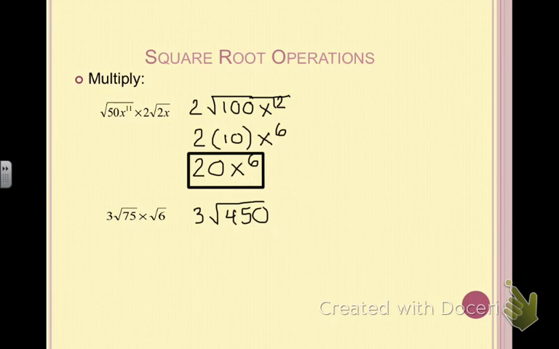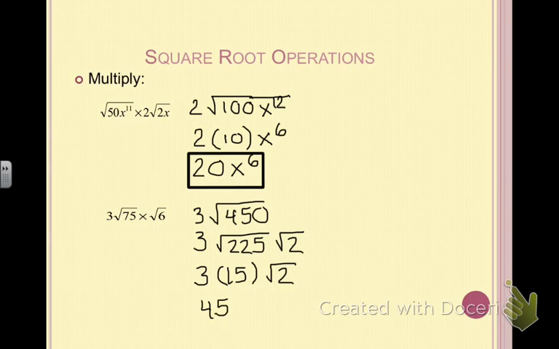Therefore, the square root of 450 can be broken down into the factors of the square root of 225 and the square root of 2. Now, take the square root of the perfect square, which gives you 15, and the other factor of 2 stays under the radical sign. Don't forget about that factor of 3 that was outside of the radical sign to begin with. The final simplification is 45 square roots of 2.